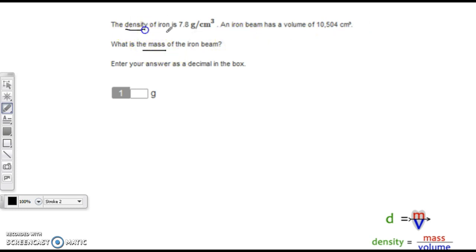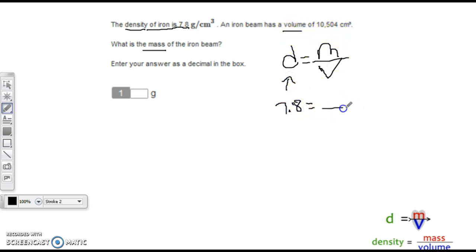All right, so anytime we're dealing with density, volume, and mass, we're going to remember our formula. And just remember, when you write it out, you want this to create a heart. Oh, so it's D equals M over V. Density equals mass divided by volume. In this case, we're just going to plug in everything we know. We know the density is 7.8, so that's going to go in for D.